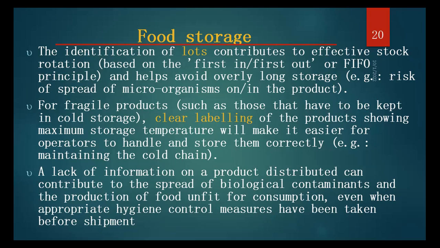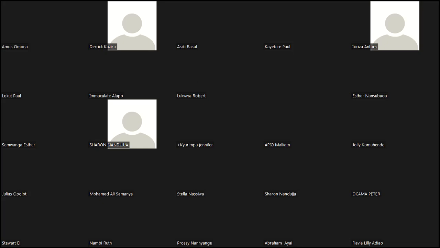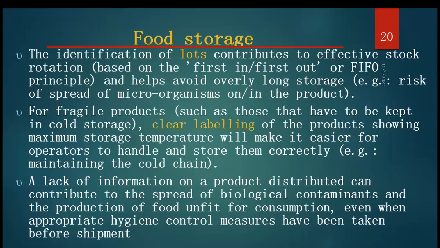Fragile products should be kept under cold storage. A lack of information on products distributed can contribute to the spread of biological contaminants and make food unfit for human consumption. So this tells us that food should be clearly labeled.